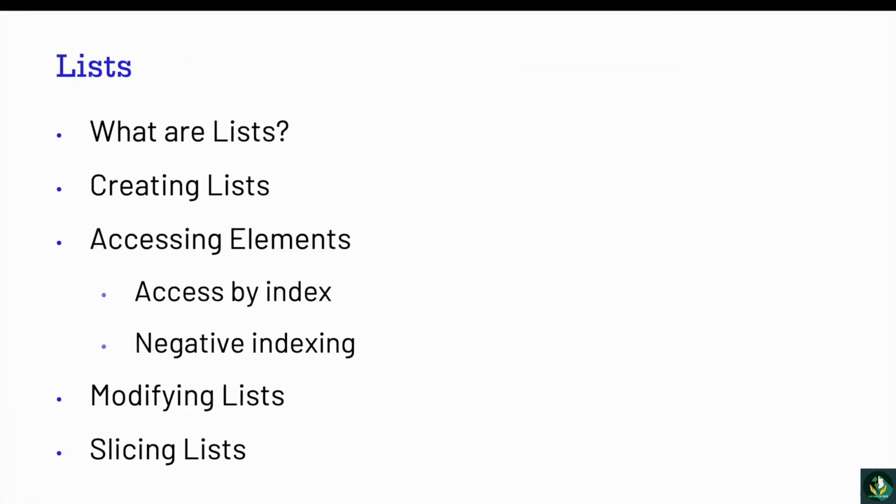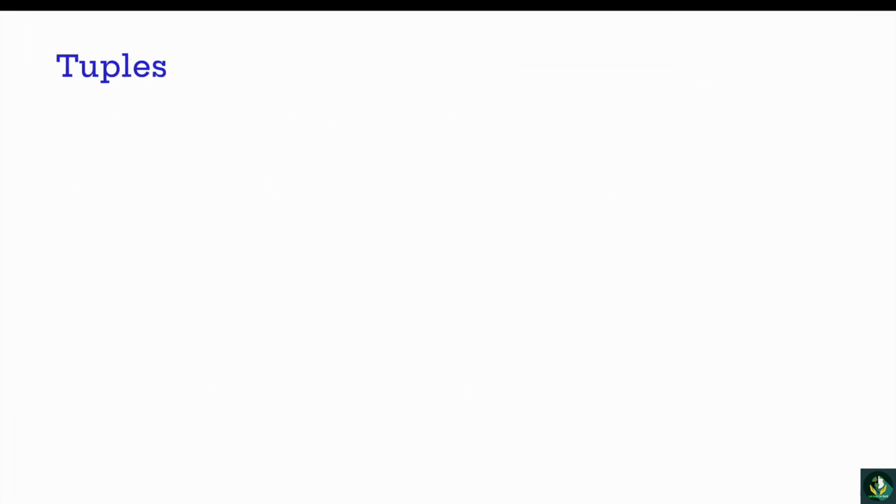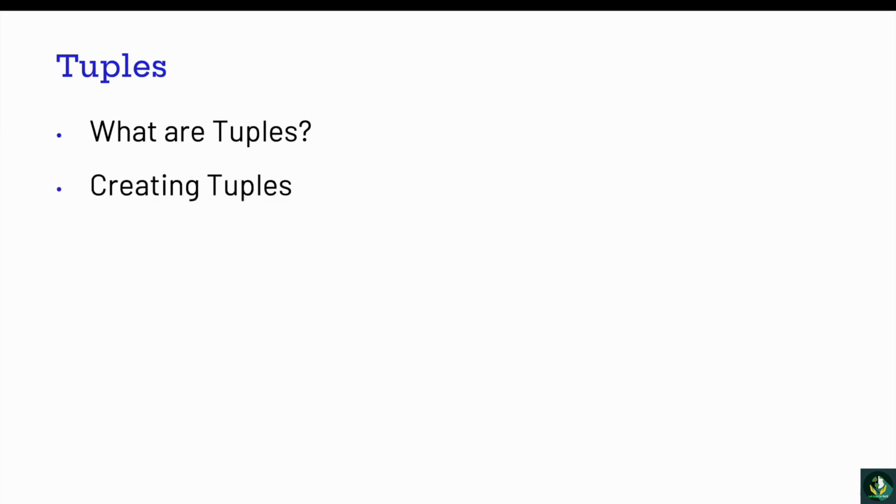Next, now that we have completed lists, let's look at tuples. Tuples are similar to lists, but what exactly are tuples? Tuples are ordered immutable collections of items. Unlike lists, which were ordered mutable collections, tuples are immutable, which means you can't change them. Now let's look at how to create tuples.